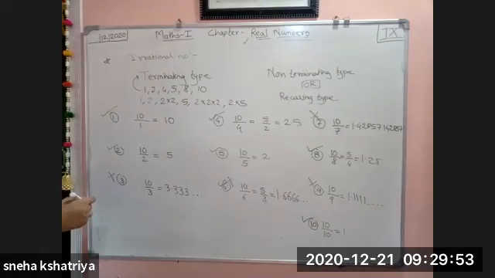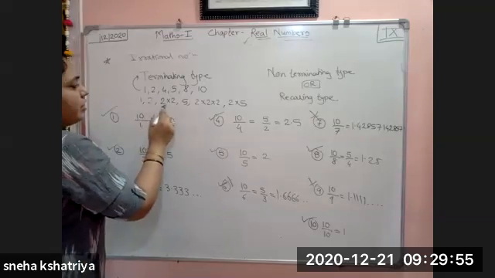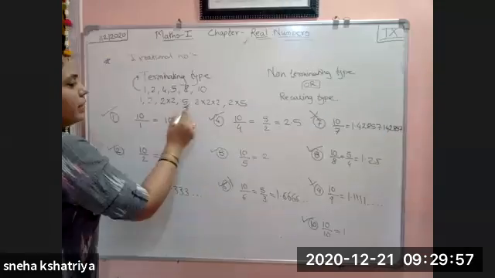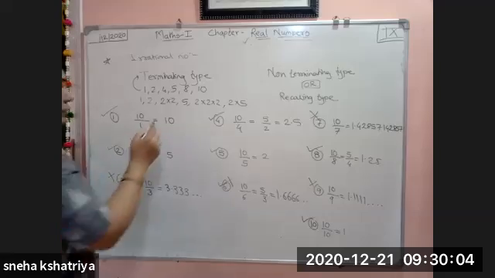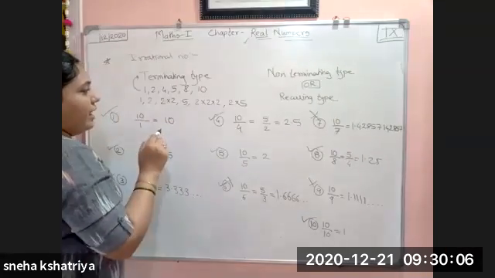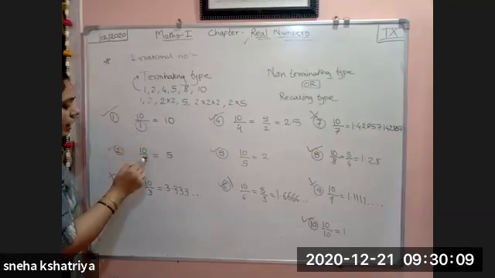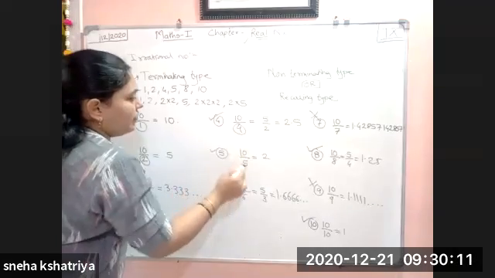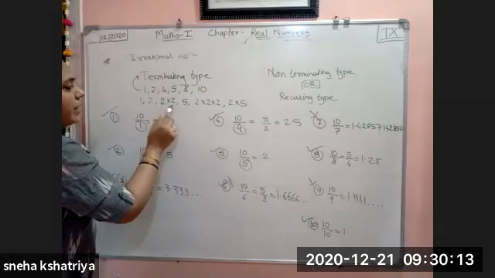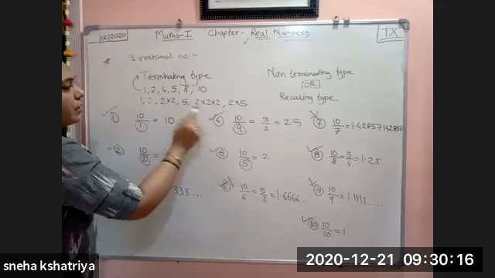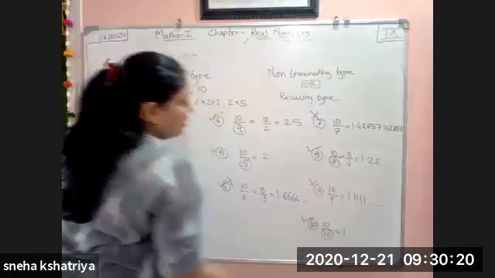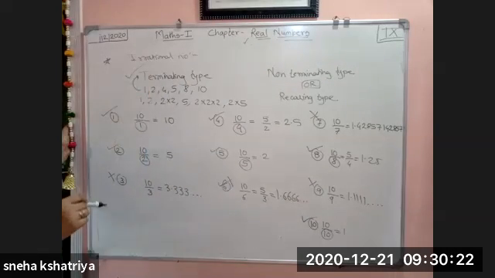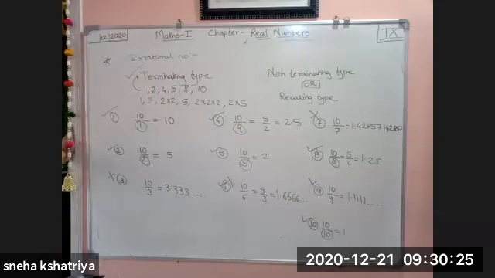So here, if you see all the terminating type, the denominators are in the form of 2 and 5. So we can say that if the number at the denominator is in the multiplication of 2 or 5, then it is terminating type. We will see examples.